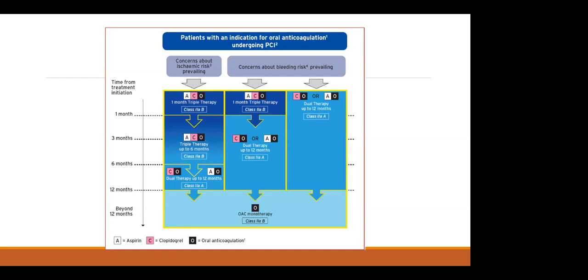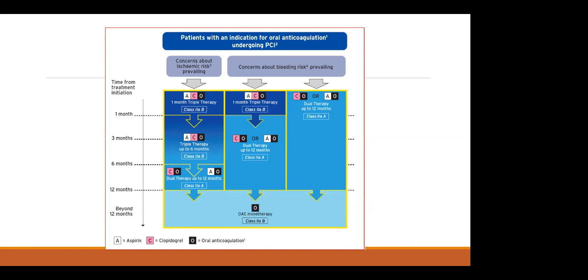If you are concerned more with the ischemic risk, with left main stenting, complex PCI, or a patient with acute coronary syndrome, and the risk of bleeding is not high, here you need to give triple therapy, dual antiplatelet therapy with the anticoagulant, for up to 6 months, and then shift to dual therapy, omitting one of the antiplatelets, and then after 1 year, you continue only on monotherapy with oral anticoagulant.